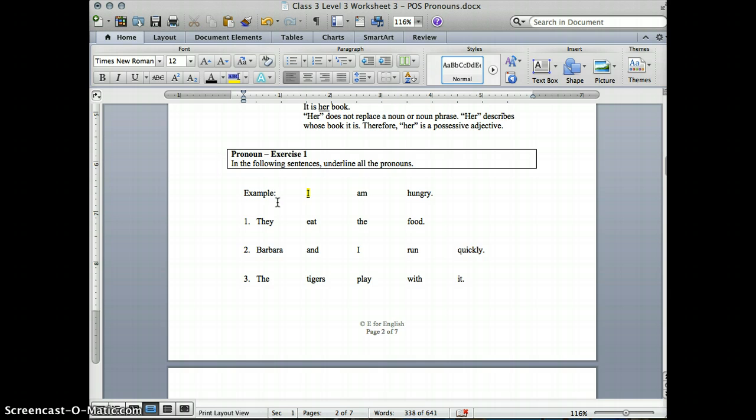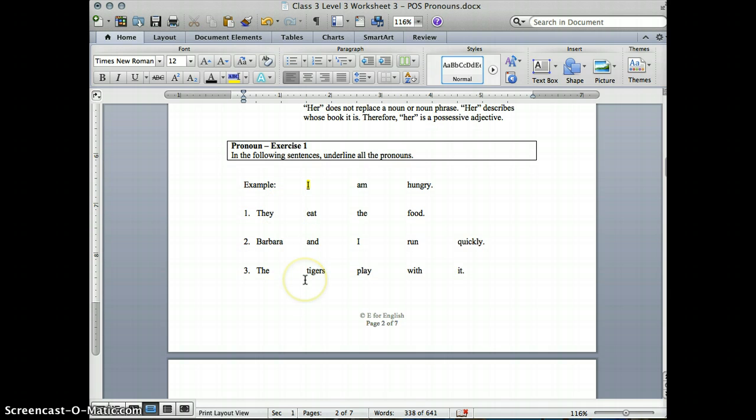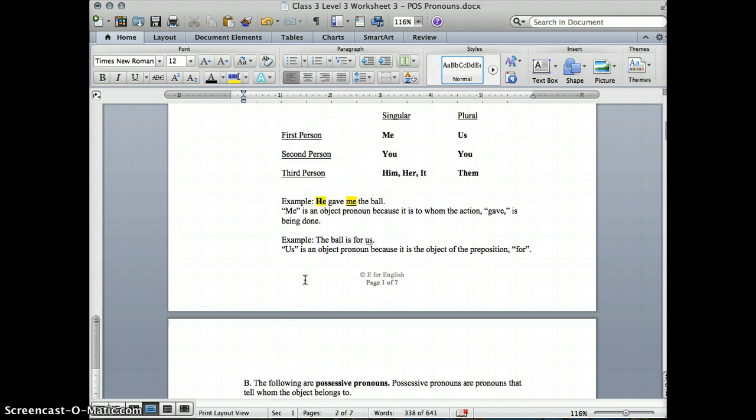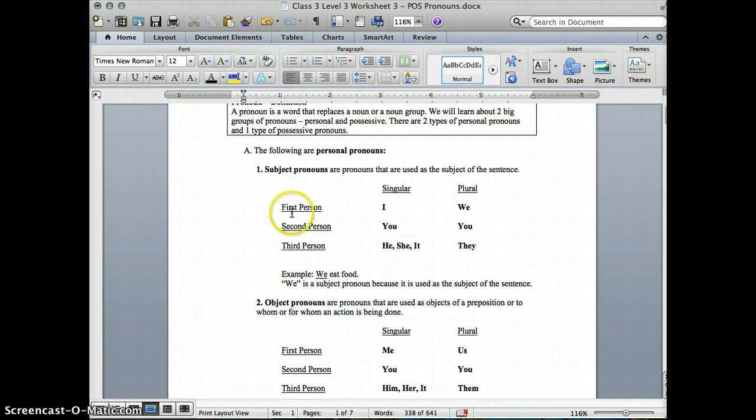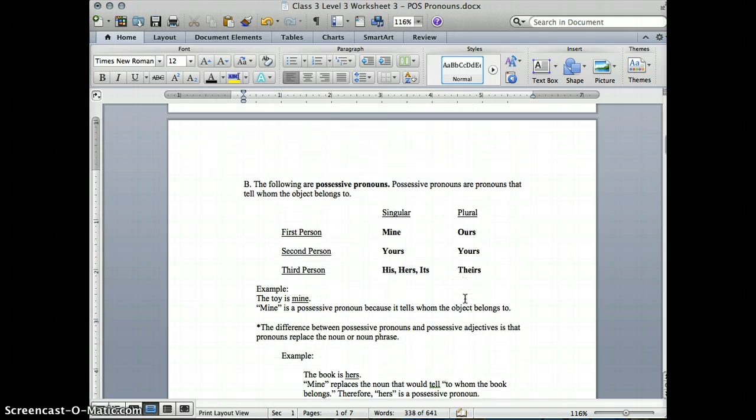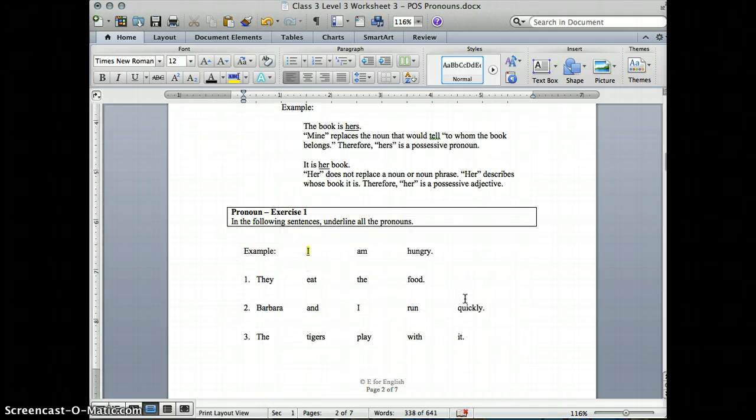Okay, let's try number 1. I want you to try this one on your own. If you need to, you can go back up to the sections with the definitions to look at subject pronouns, object pronouns, or possessive pronouns to refresh your memory on what exactly each pronoun is. All right, so let's try number 1. They eat the food.